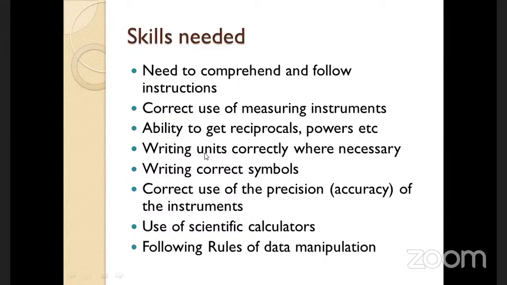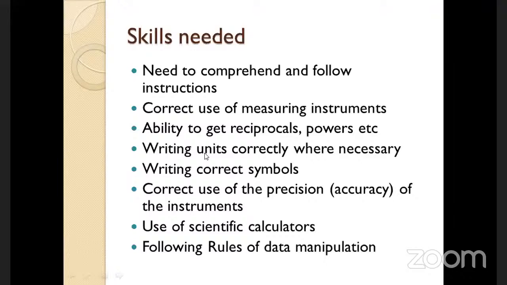Is that okay? Then the next aspect, which is very important, is the ability to get reciprocals, the powers. Sometimes we even talk of quotients, which we have not actually been able to bring here. We talk about the ability to get the reciprocals. How do you get the reciprocals? Interpretation, data manipulation there. How do we get the reciprocals? How do you get powers? How do we obtain quotients? This is a very important skill which is required.